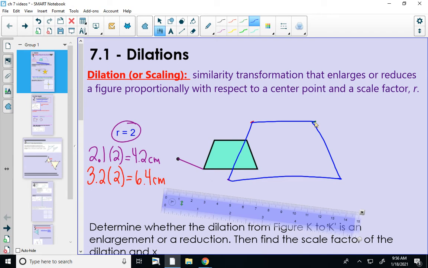Just like any other transformation, we would call the original thing our pre-image or our original, and then we'd call the second thing our image. So something after a translation or a transformation is an image. And if we had points on this, let's say this point were A, its corresponding point on the image would be A prime. If this had been B, this would be B prime.